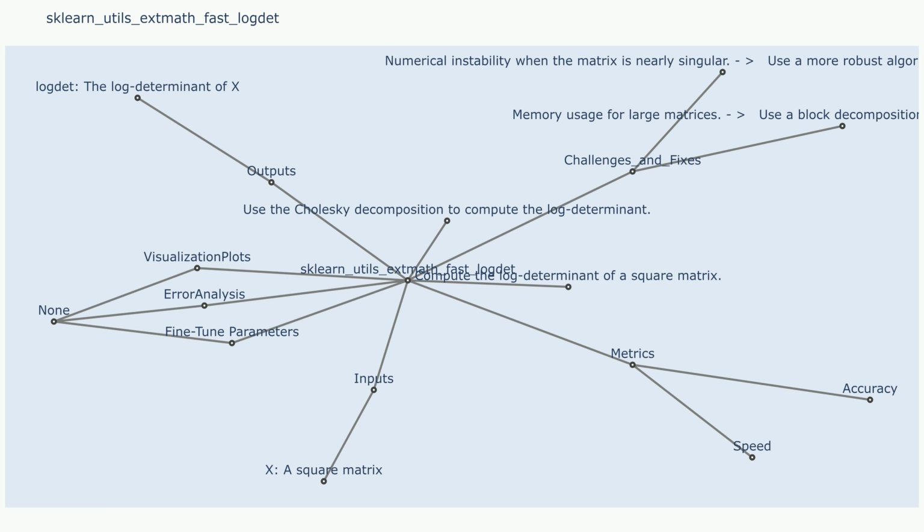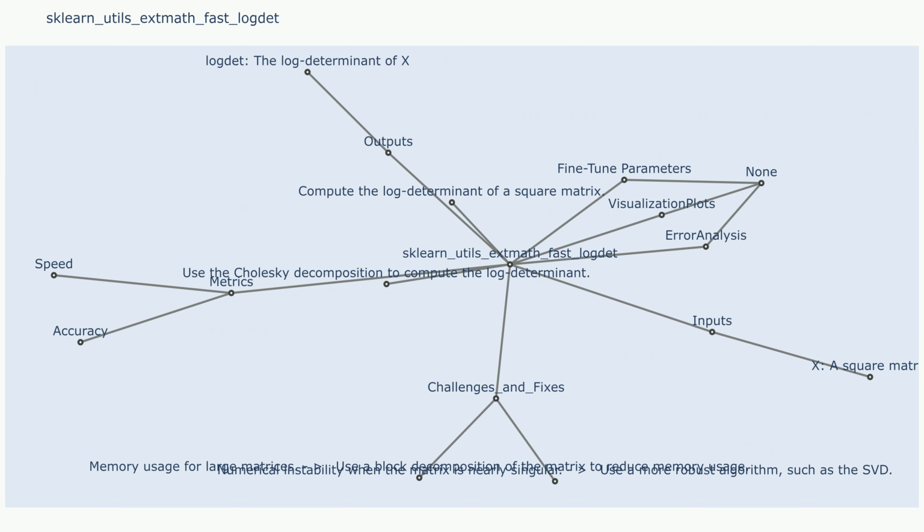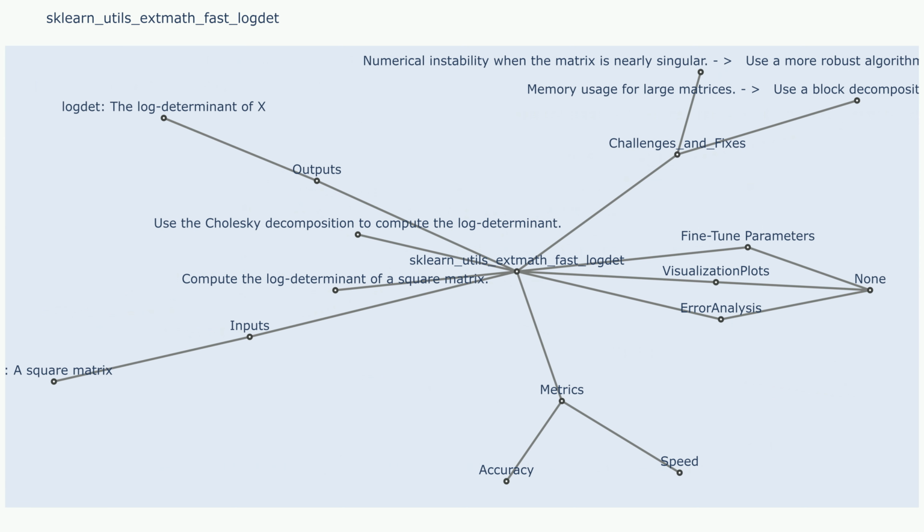sklearn.utils.extmath.fast_logdet. The fast_logdet function in scikit-learn's extmath module is designed to efficiently calculate the log determinant of a square matrix, particularly for large matrices. It utilizes a combination of Cholesky decomposition and a stable log-sum-exp technique to achieve accuracy and computational efficiency.